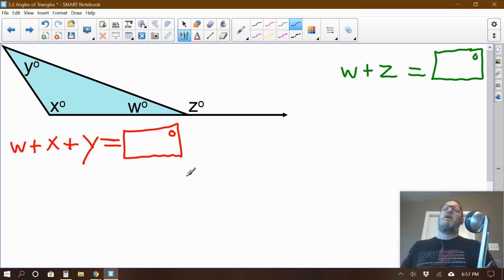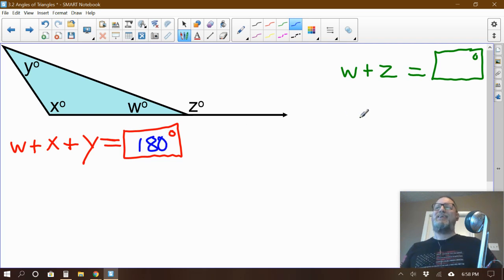What else? Okay, now here is another rule, and I thought I would use this to introduce it. Well, first of all, in this obtuse triangle here, let's not worry about the letter z yet, but w plus x plus y. What do the three angles have to add up to? W plus x plus y have to equal 180.